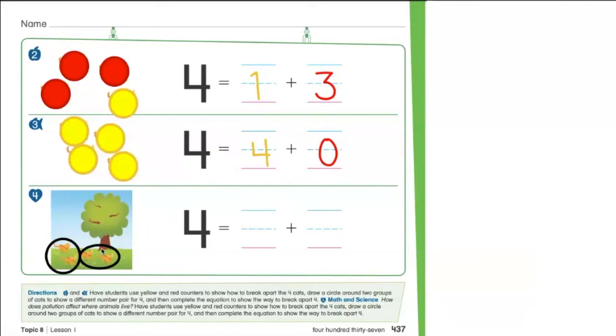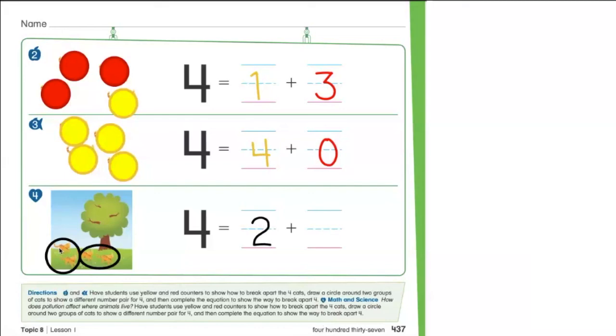First, I need to figure out how many cats are in the first group. Let's go ahead and count them. 1, 2. So 4 equals, how many is in my first group? 2. So I'm going to write the number 2. 4 equals 2 plus, Now I need to figure out how many cats are in the second group. Let's count them. Ready? 1, 2.